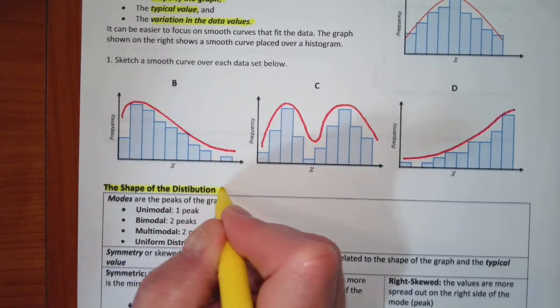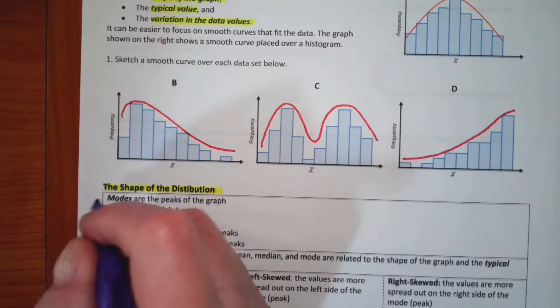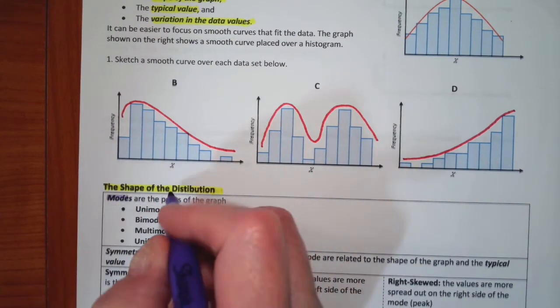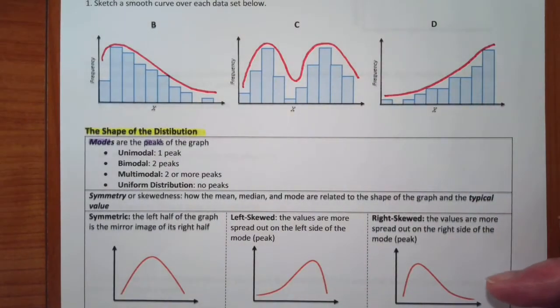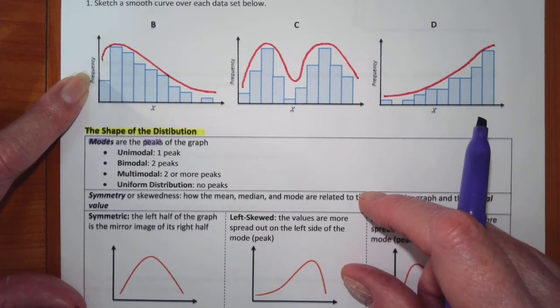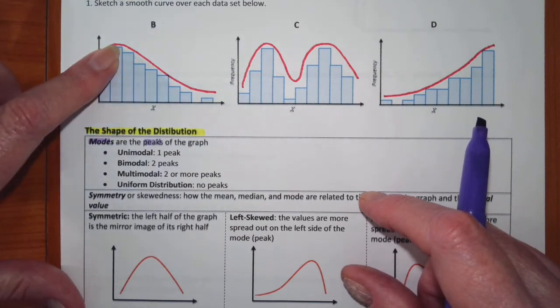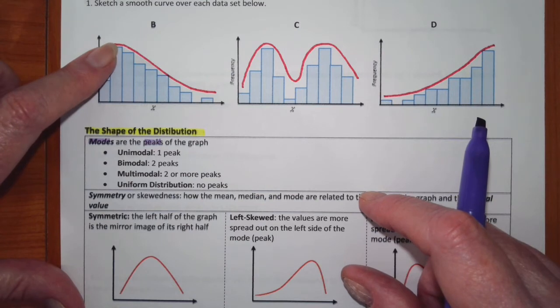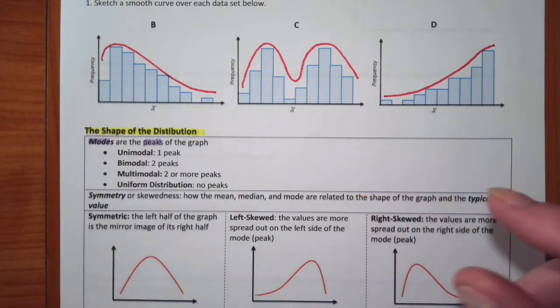There are two things we want to consider when we're looking at shape. We are going to look at modes, which are peaks in the graph. Now, why is it called modes? Let's think about it. The frequency is the number of data values. So the higher the bar, the more data values that are in either that bin or that individual. So that means that value is going to be a mode.